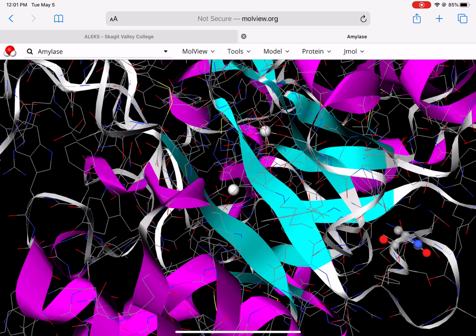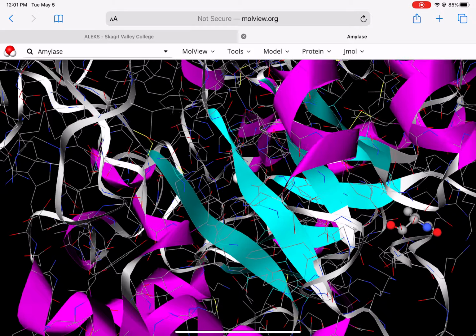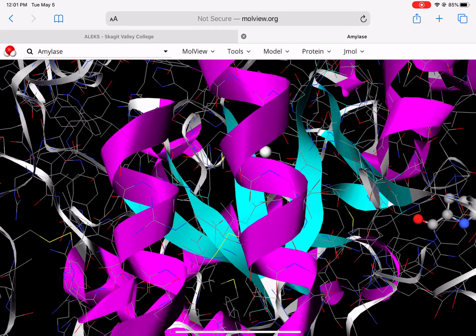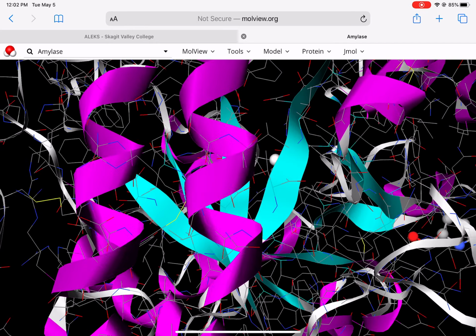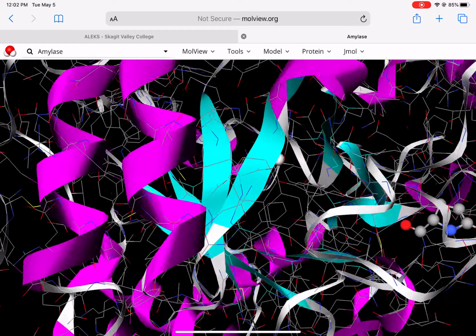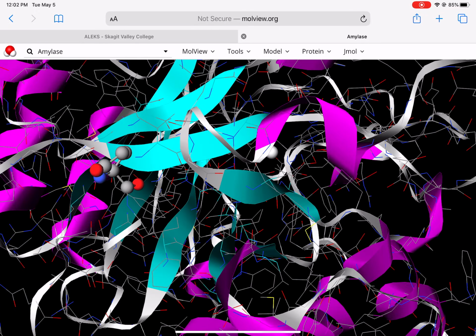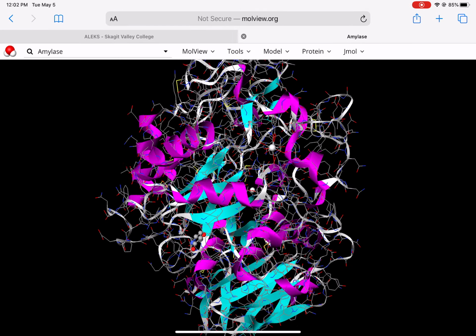So there's this yellow thing right here at the top that's moving around. That is a disulfide bridge. Those are two sulfurs that have connected together and formed that tertiary interaction. There's quite a few of them in this amylase molecule, which is pretty awesome. So yeah, that's really overwhelming to see it like that.